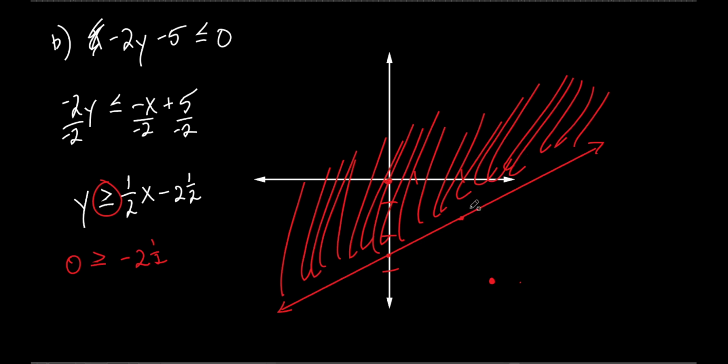Let's just pick one. Like negative 2.5, so let's go 0, 3. Let's pick a point right here. That's definitely below it.